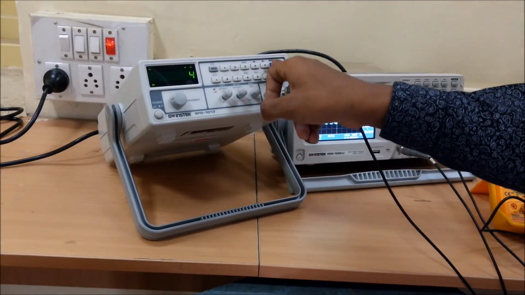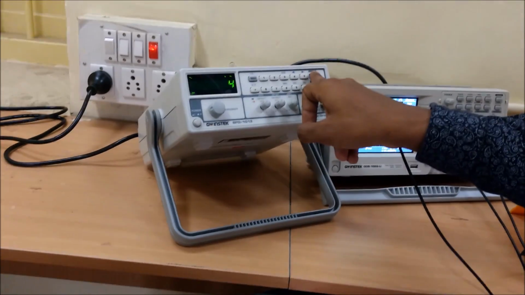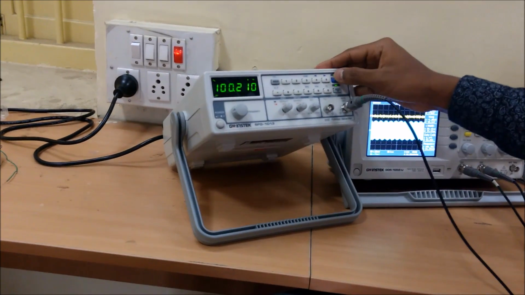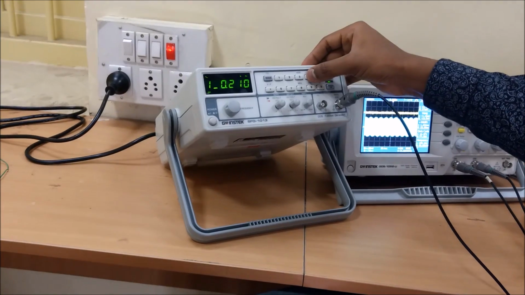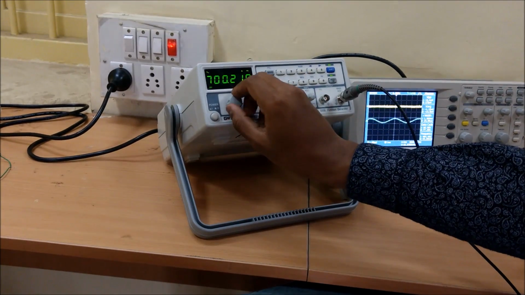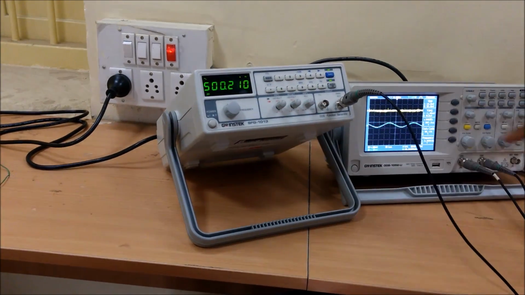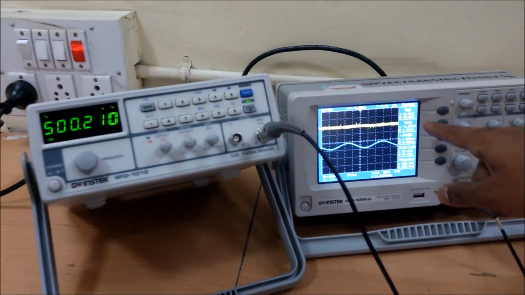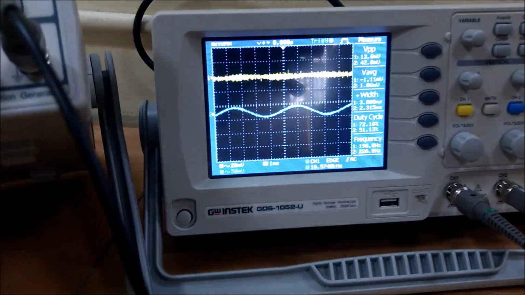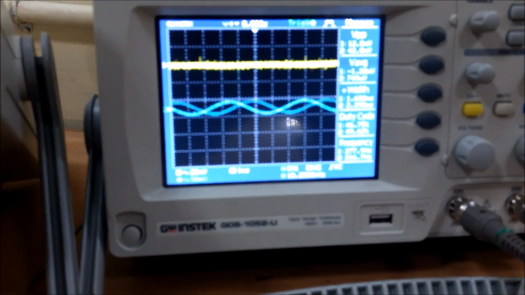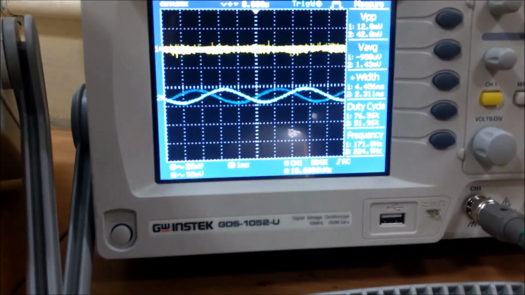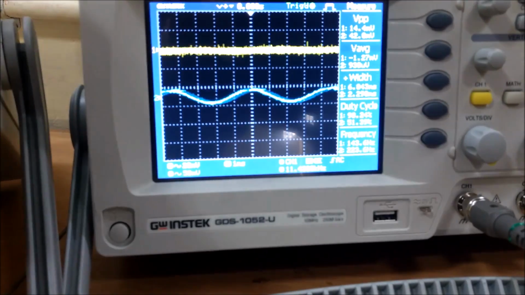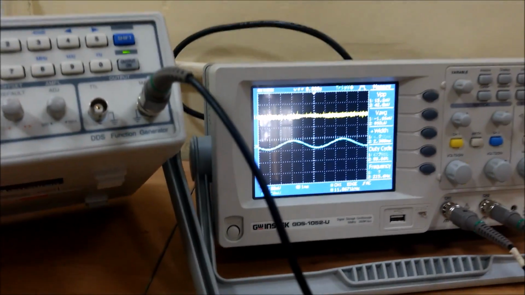Let's shift. It increases to 500 kilohertz. We can see that it's 40 millivolts at 500 kilohertz. There's a large band, so that decreases the gain. So that's 42 millivolts at the 50 millivolts range.